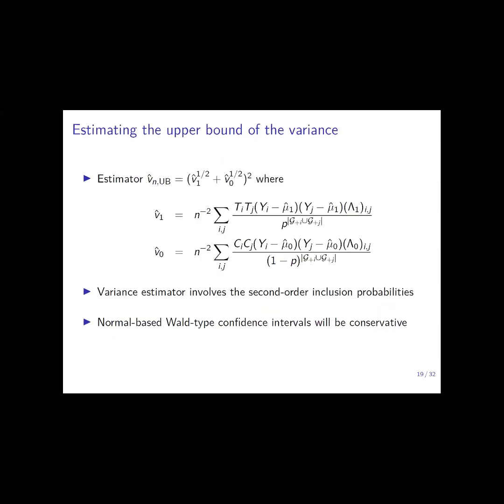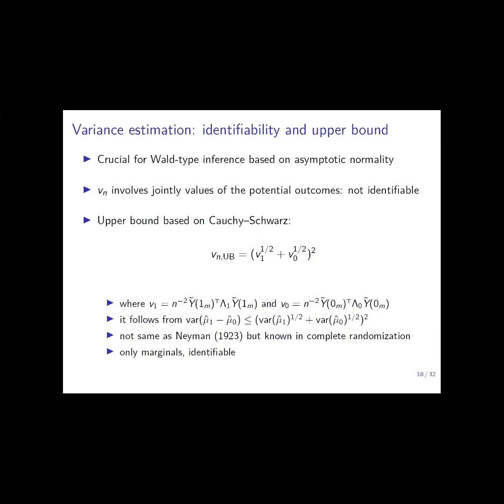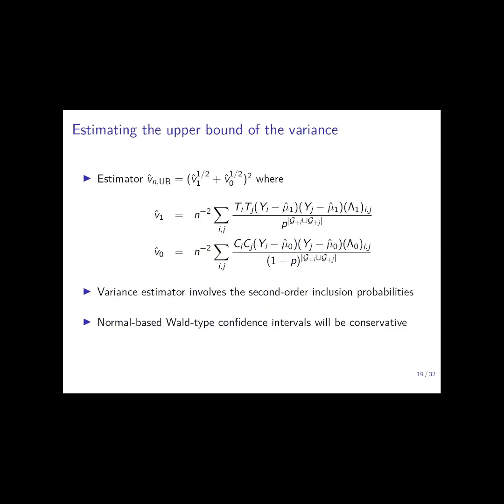To estimate the upper bound, we just estimate V1 and V0. These are quadratic forms, and we estimate them by a double summation with indicators Ti, Tj, which is again inverse probability weighting, so it's not that surprising. It's a quadratic form with this double summation, of course with the lambda 1 and lambda 0 matrices introduced. If you use this variance estimate of the upper bound to do inference, it will be conservative, so your interval will overcover.